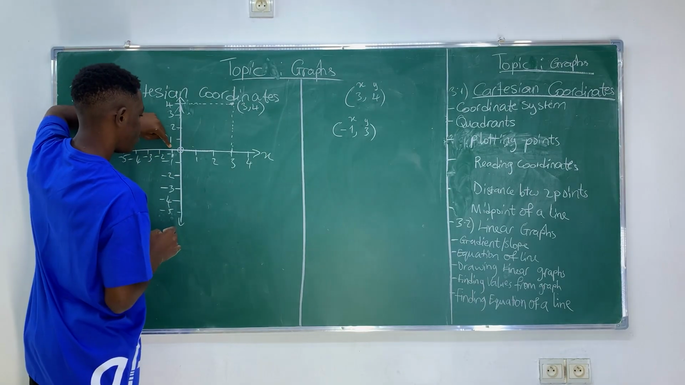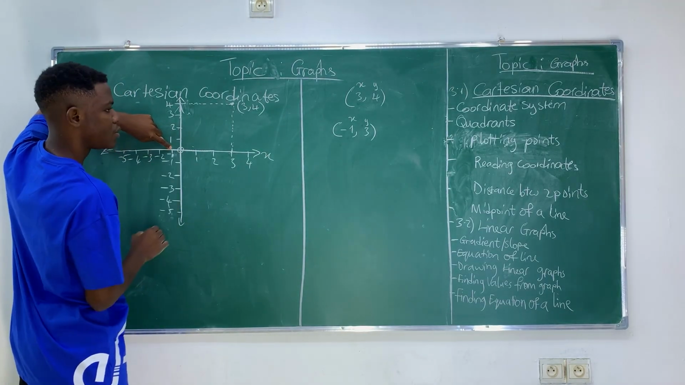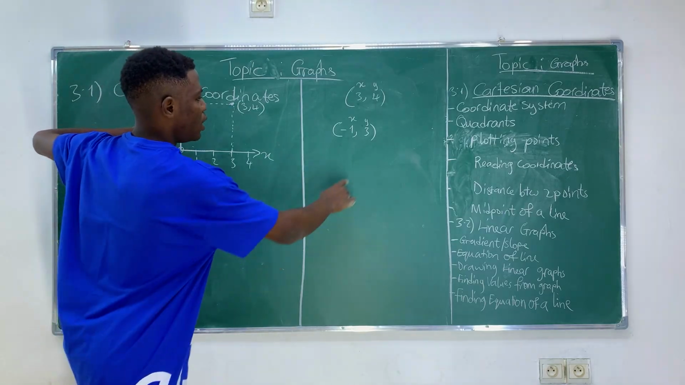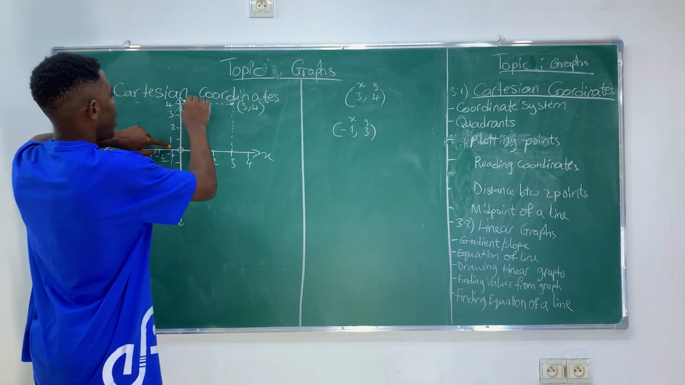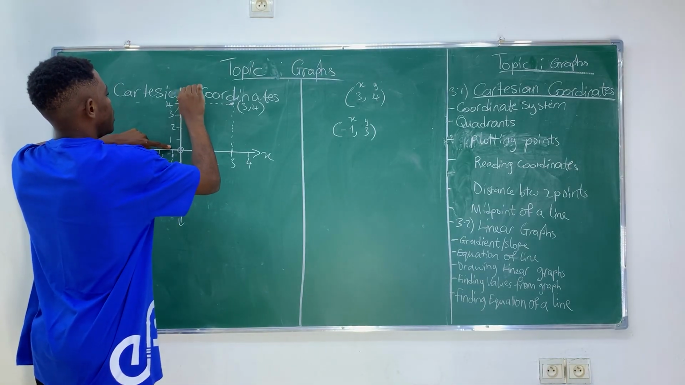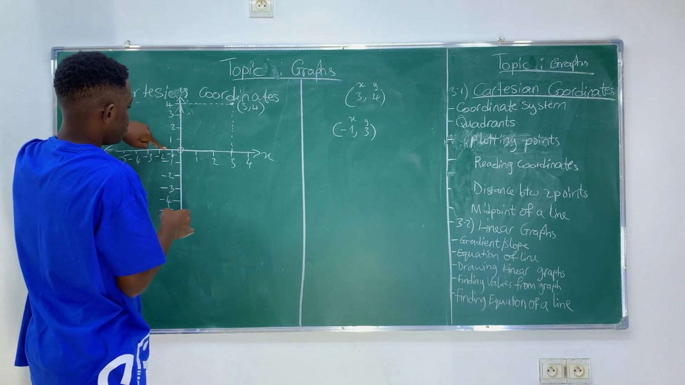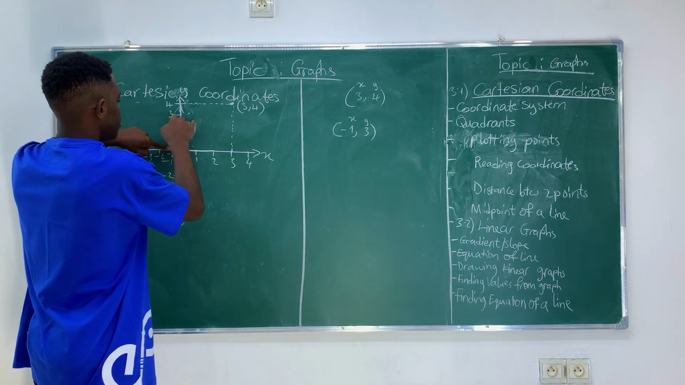So this is the point -1 on the x-axis. Keep this point carefully. And the y-axis says 3. So where is the y-axis? This is the y-axis here. Where is 3 on our y-axis? This is the point. So there we go.